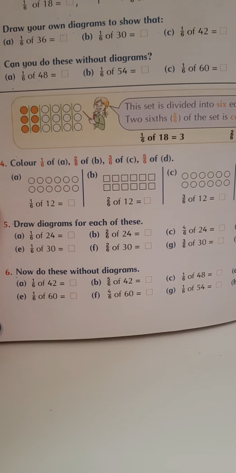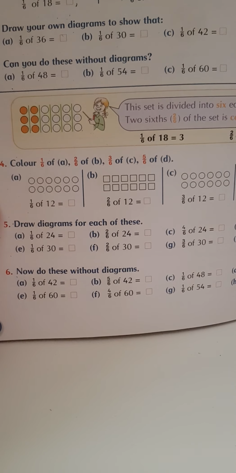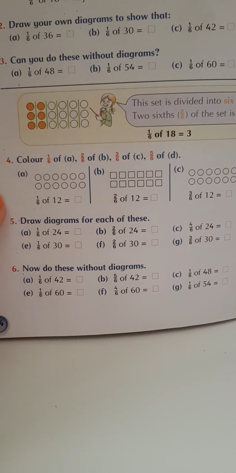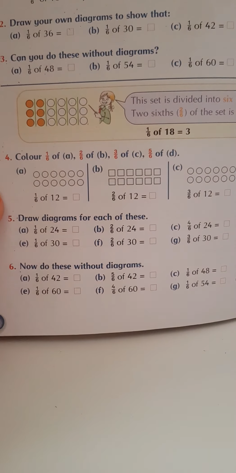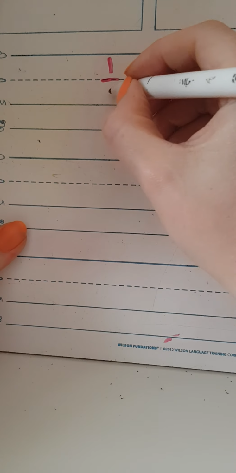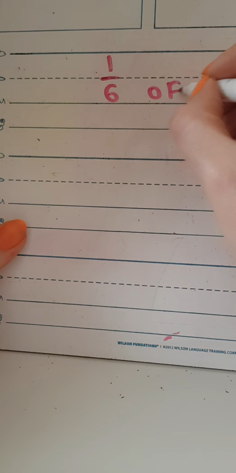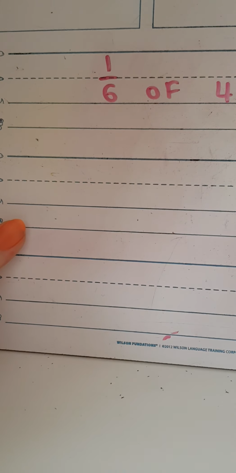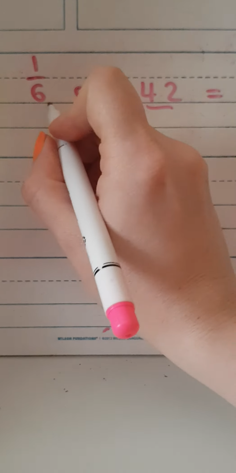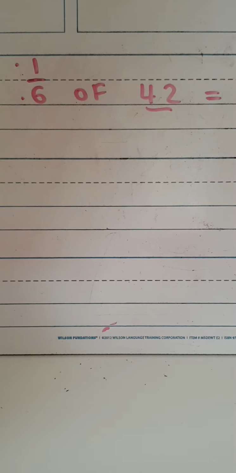So it says, now do these without diagrams. So there's 1/6 of 42 or 5/6 of 42 is A and B. So I'm going to show you how to do those ones. So 1/6 of 42 equals. So my first step is to divide by the bottom and multiply by the top.